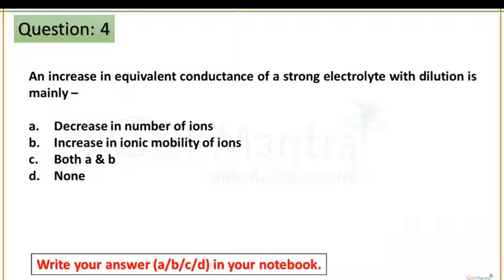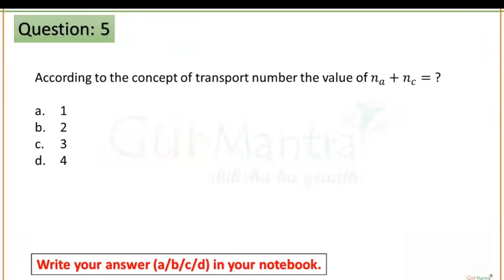Okay, time up guys. The correct answer for this question is option B, that is increase in ionic mobility of ions. Next question.